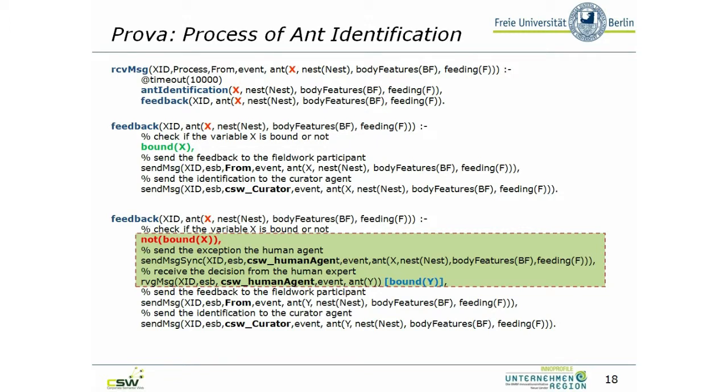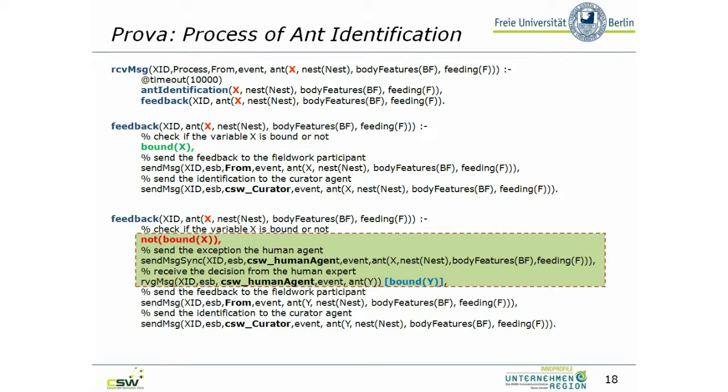It triggers the logic in derivation rules, and stores the result in variable x. So if x is successfully bound, then the taxonomist agent sends the result to the fieldwork participant agent and the curator agent respectively.